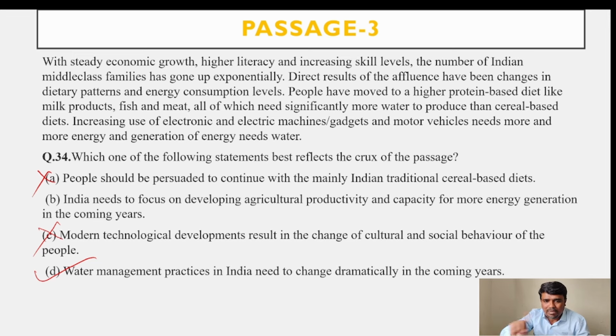That is one dimension. Then one more dimension: once they get into the middle class, they will use more electronic gadgets, and the manufacturing and all this production is based on high energy consumption. And where do we get the energy? It is based on water consumption. So in both dimensions, a water crisis is going to happen. That is the main idea of the passage. So what we need to do? Water management practices in India need to change dramatically to address that problem. So D is the correct option.